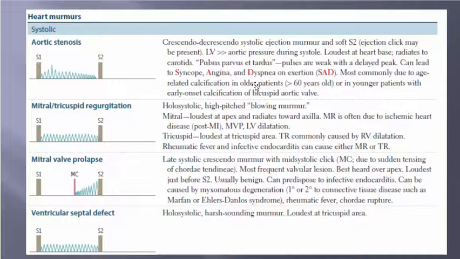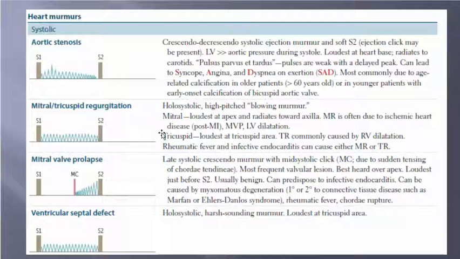Pulsus parvus et tardus. Pulses are weak with a delayed peak. They can lead to syncope, angina, and dyspnea on exertion, SAD. Most commonly due to age-related calcification in older patients or in younger patients with early onset of calcification of bicuspid aortic valves. Notice it's a little higher here and lower here.